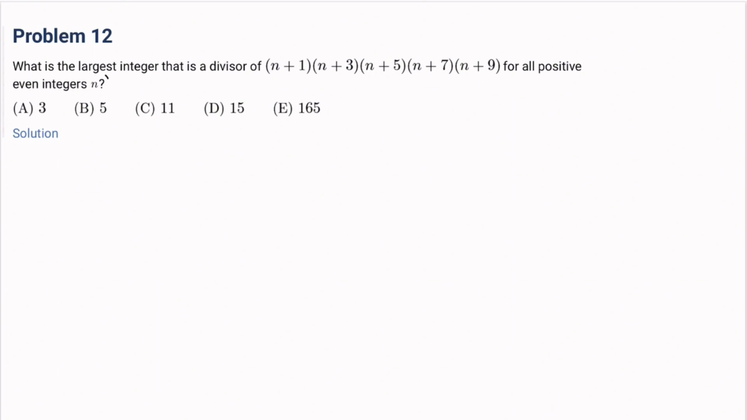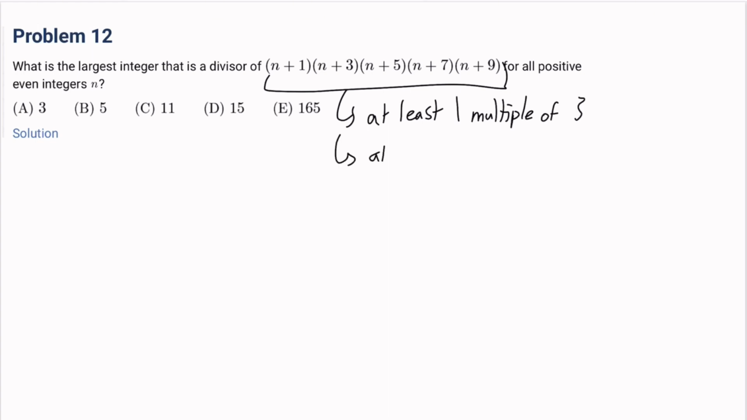So since n is a positive even integer, that means these are consecutive odd numbers, right? So those are five consecutive odd integers, and so this means that in here there must be at least one multiple of 3, and also at least one multiple of 5, right? There are no more numbers that we are sure are a divisor of everything.